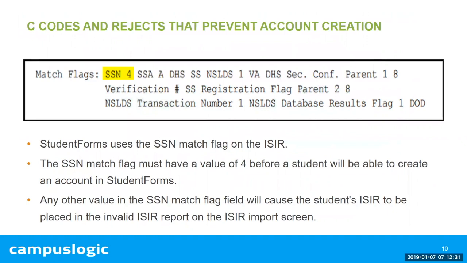C codes and rejects that prevent account creation. Match flags: if anything comes in other than SSN4, the student will not be able to create an account. This is another data validation that the student will need to get corrected before an account can be made. This is also used to validate against the ICER.